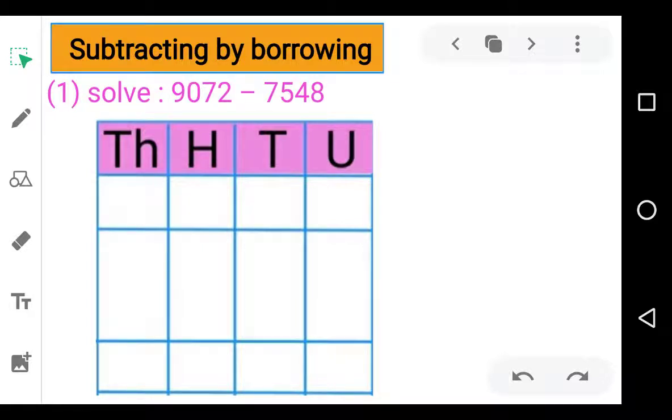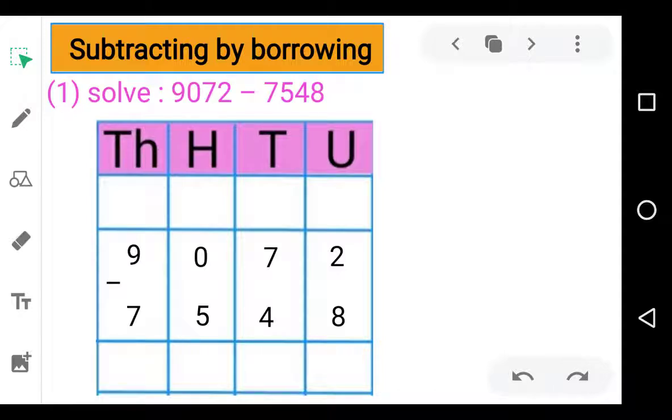So how to solve? First we write the numbers vertically. So first arrange these numbers vertically, and you know how to arrange. See, first which number do we arrange? 9072. So 2 comes at the unit place, 7 at the tens place, 0 at the hundred place and 9 at the thousand place. Now we arrange the second number, 7448. So 8 comes at the unit place, 4 tens, 400, 7000.